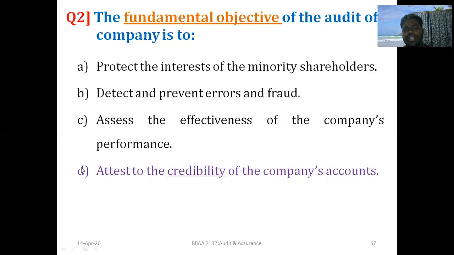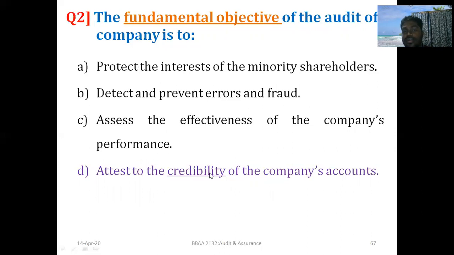Then the answer D, attest to the credibility, confirm the credibility of the company's accounts. Credibility means trustworthiness. It means true and fair. Confirming the credibility of the company's accounts, financial statements and the accounts. So the answer is the fundamental objective of audit of a company is to attest to the credibility of the company's accounts. The term credibility is very important.